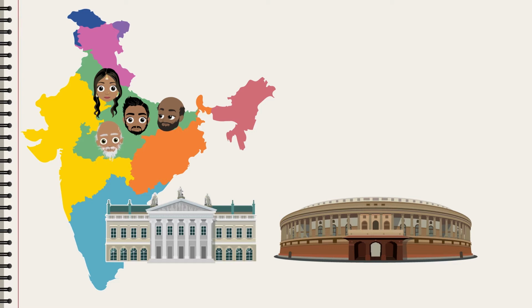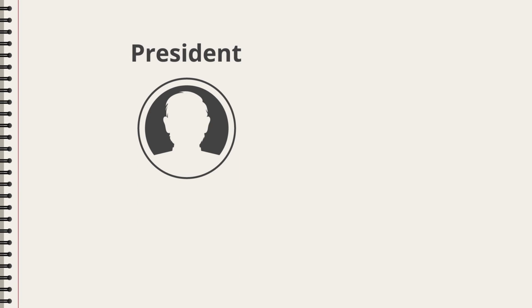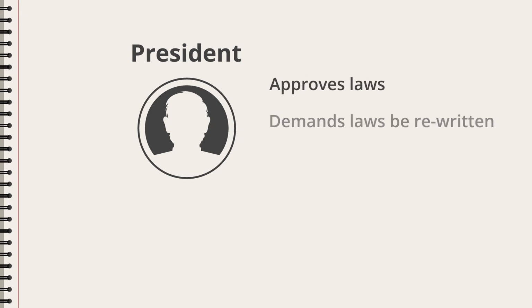The legislative assemblies also select, along with the entire parliament, India's president. In India, it's the president who approves laws. The president can also decide that laws be changed. Apart from this, the president's foremost role is to ensure that the country's constitution is upheld.